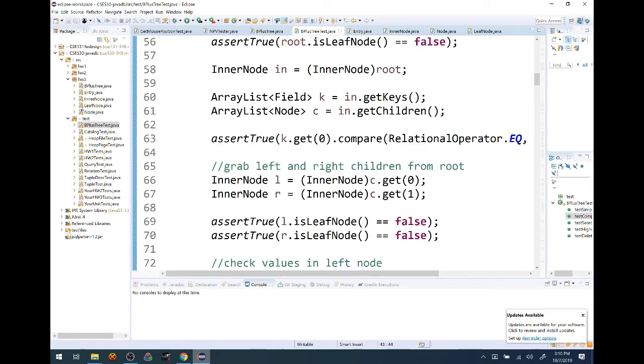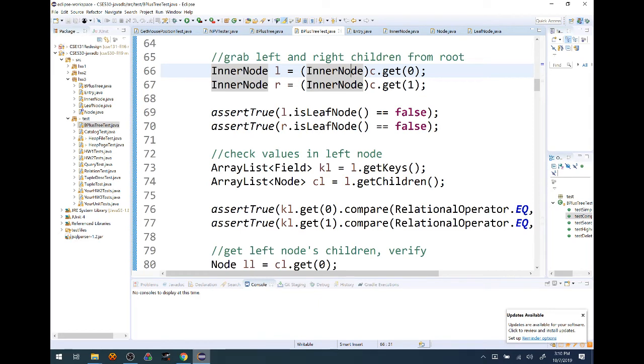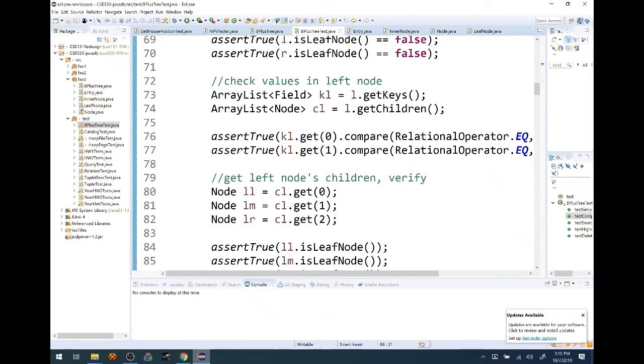I have to grab the child nodes. This is a common line where I see an error, because I'm clearly expecting this to be an inner node, but if for some reason you have it as a leaf node, that's going to cause problems, right? So I see that type mismatch happen sometimes when running these tests. Just taking a look at how I'm checking these, grabbing each node and then checking each entry one at a time.